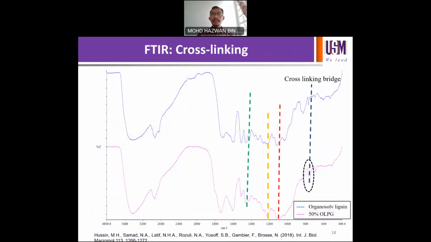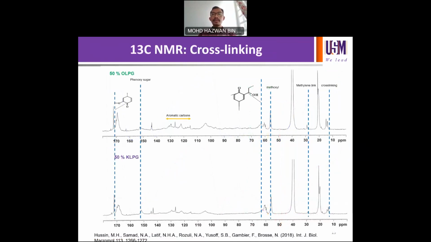The resin was further characterized using complementary analyses. For example, using FTIR, we determined the formation of a methylene bridge. It means that the cross-linking process was successful, and this supports that the formation of the cross-linking bridge depends entirely on the HGS ratio. We also characterized it using carbon NMR. From the carbon NMR, we also detected the methylene link, the cross-linking bridge, as well as other functionalities with regard to methyl groups and other things.